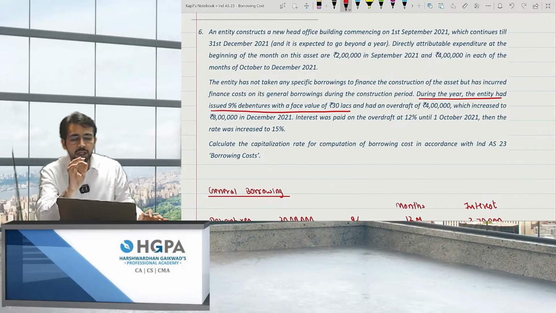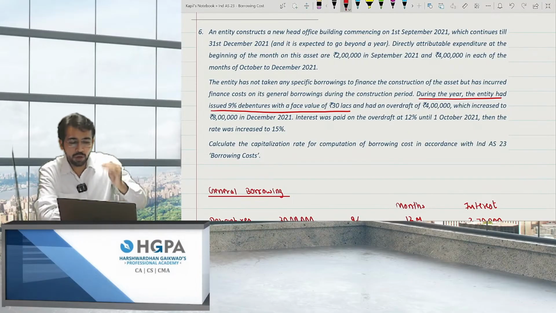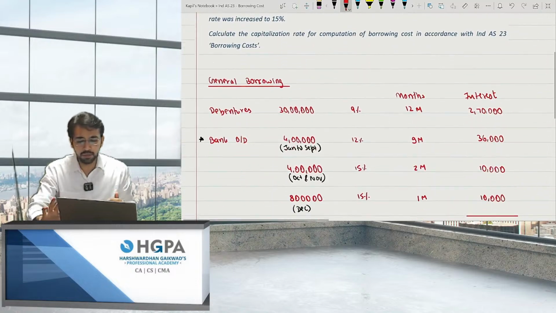Interest was paid at 12% until 1st October. That is, for the month of September, it was 12%. From October, November, December, it went to 15%. So what were the borrowings? I've given a brief over here. Please pay attention.